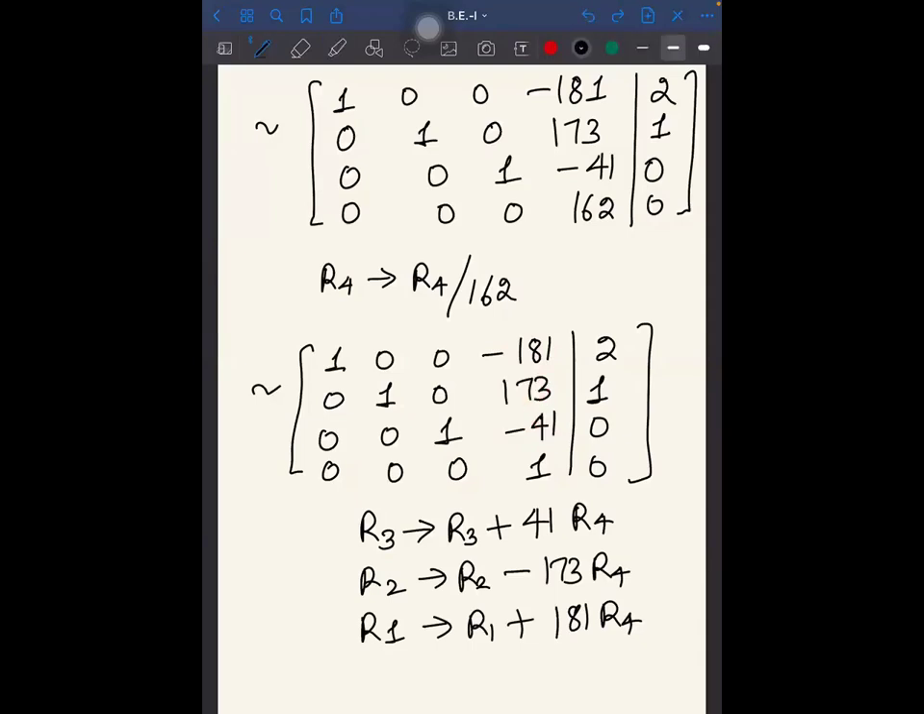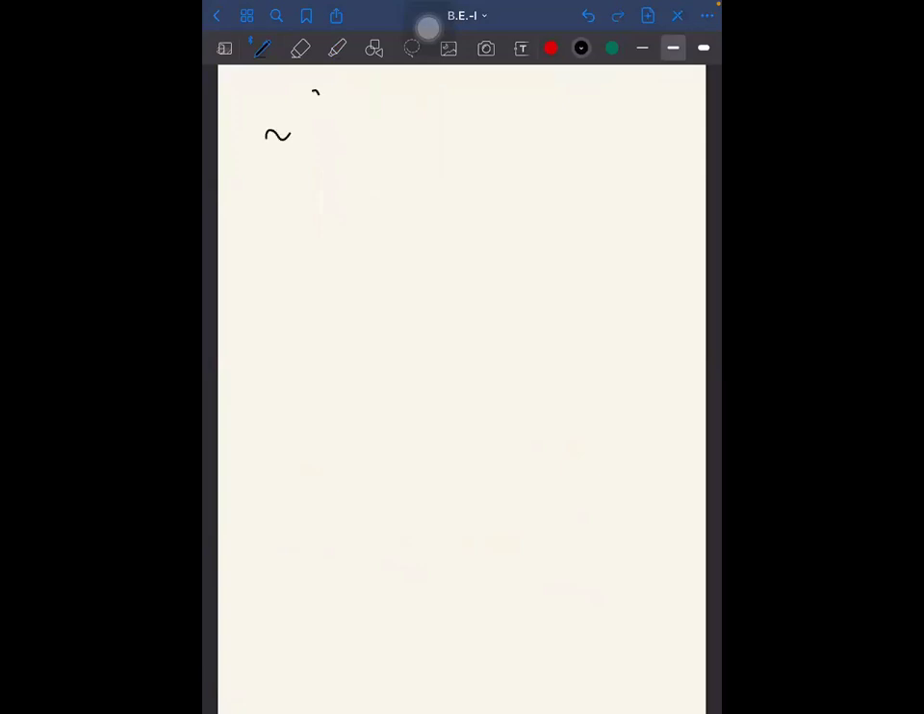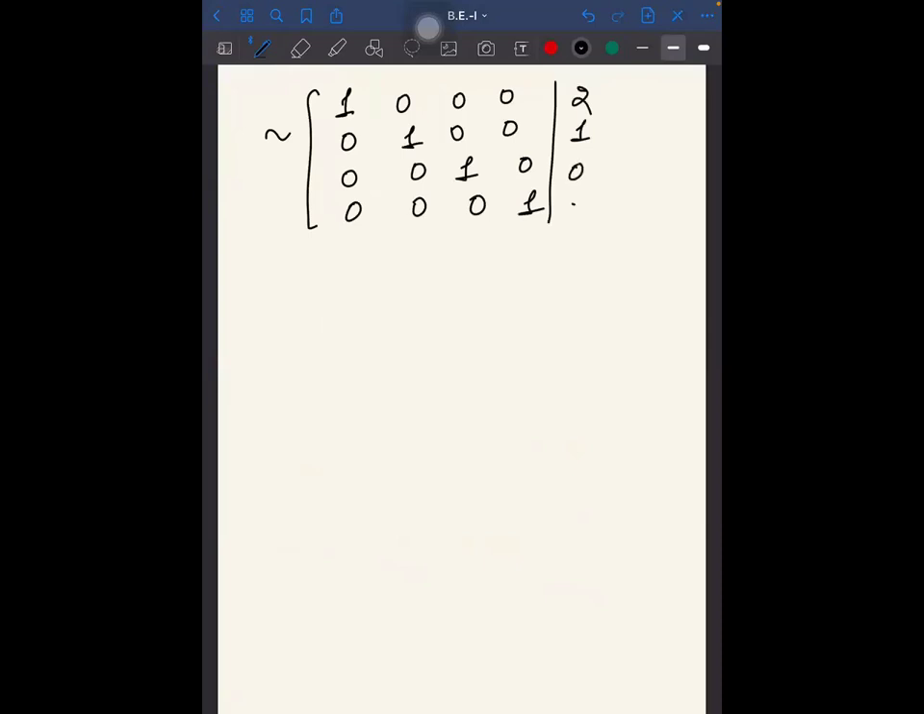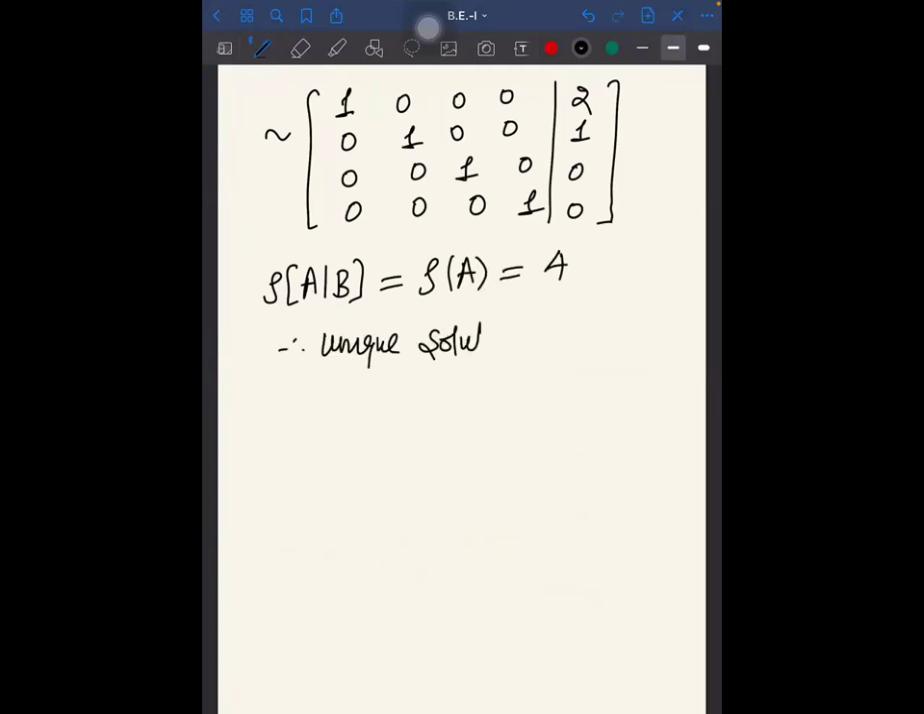Fine? Yes, sir. So the final matrix which you're gonna get is 1 0 0 0, 1 0 0 0, 1 0 and 0 0 0 1, and here 2 1 0 0. So now your rank AB is equal to rank A is equal to number of variables, that is 4, and therefore unique solution. Unique solution.